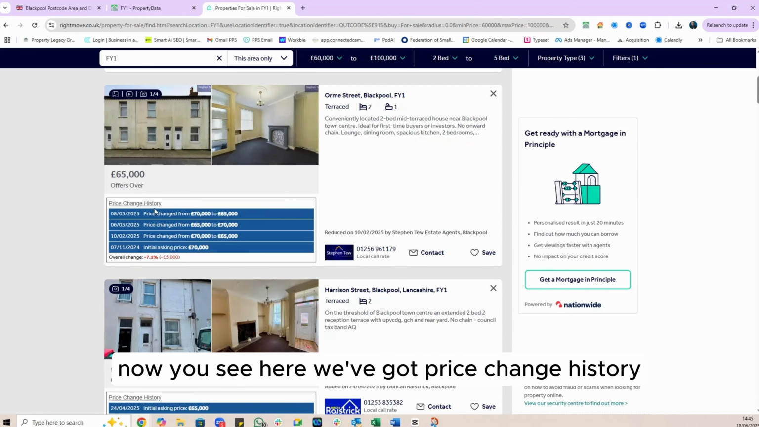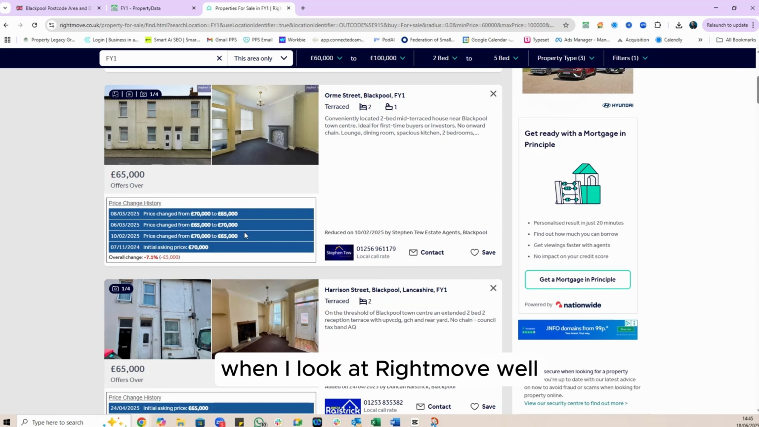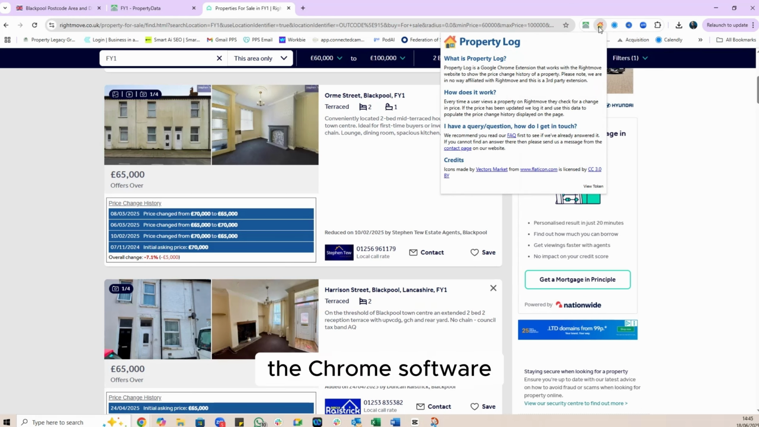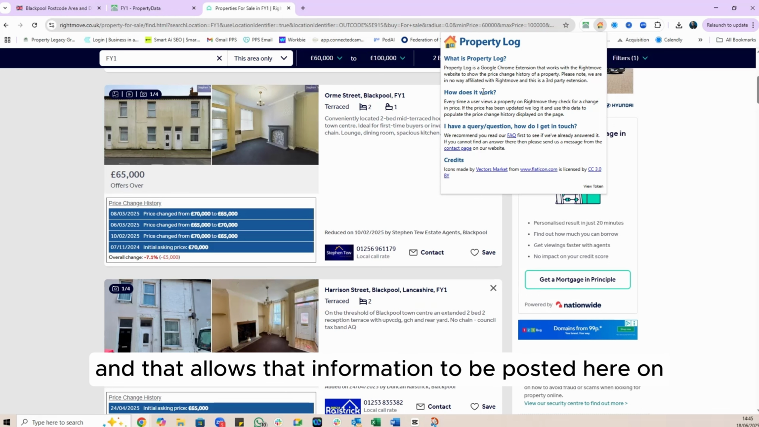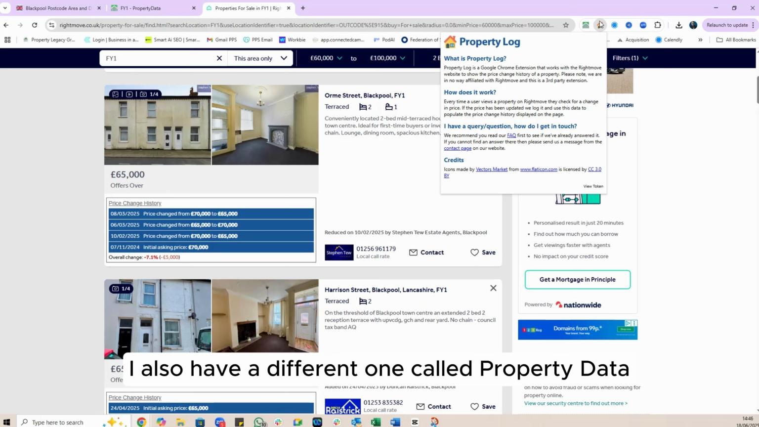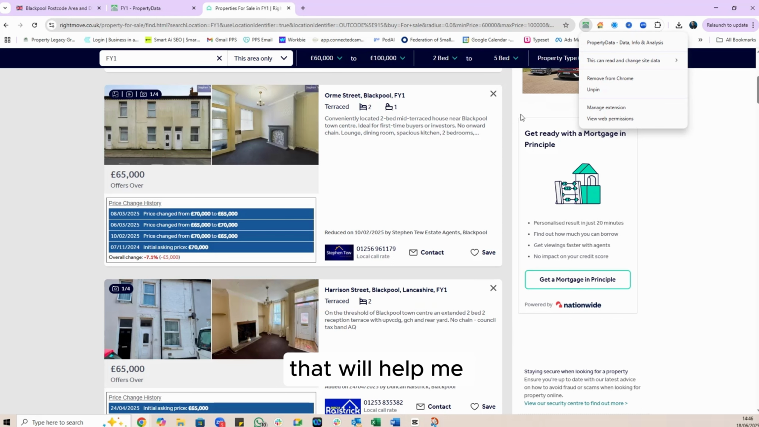What we want to do, I always prefer to look at the lowest first. Now, you see here we've got price change history, and you're possibly wondering where that's from, because I don't get that when I look at Rightmove. Well, up here I've got an extension on the Chrome software, and that allows that information to be posted here whenever we're looking at properties on Rightmove. I also have a different one called Property Data that will help me analyze deals.